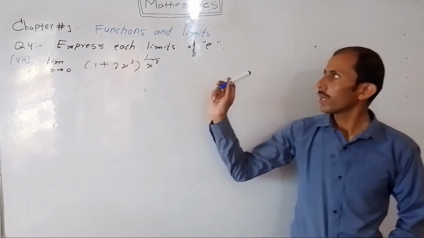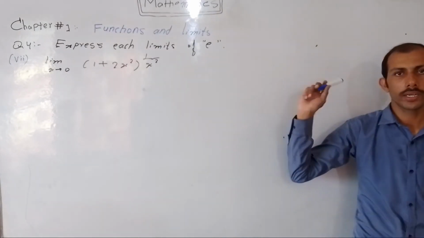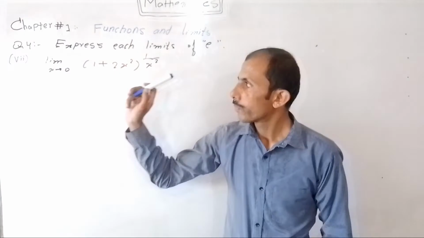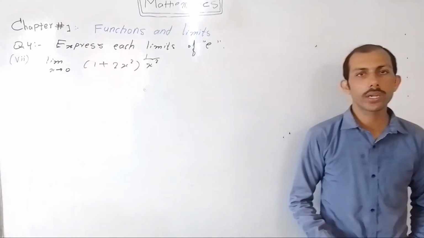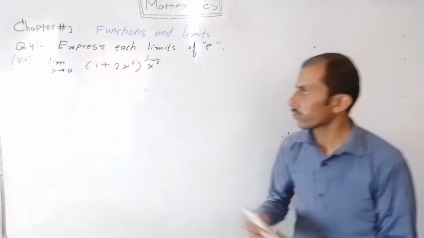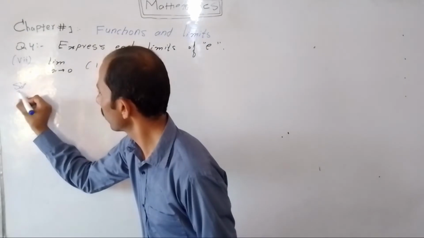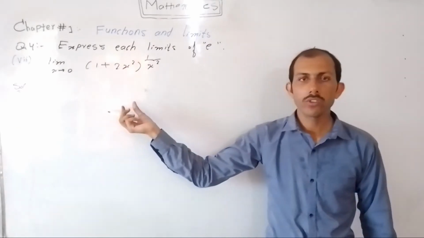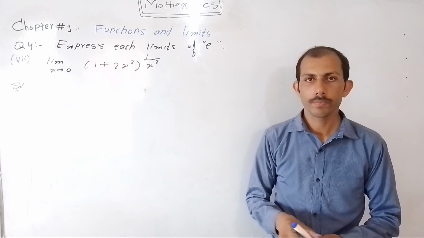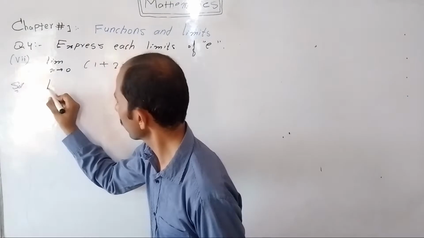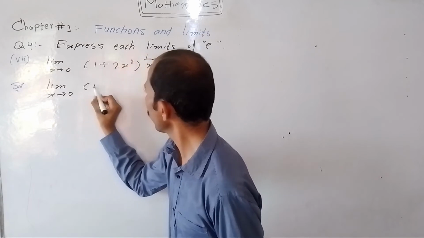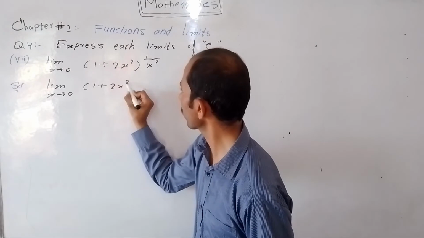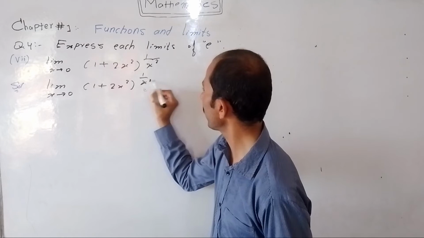Express each limit in terms of e, that is, the exponent. Part number 7: limit x approaches 0 of (1 plus 2x square) whole power 1 divided by x square. Solution starts. Limit x approaches 0 of (1 plus 2x square) whole power 1 divided by x square.